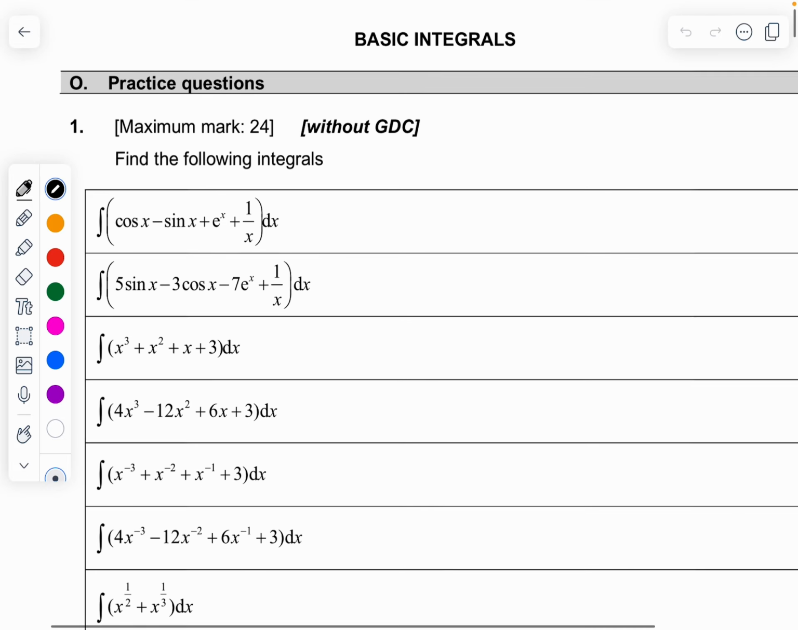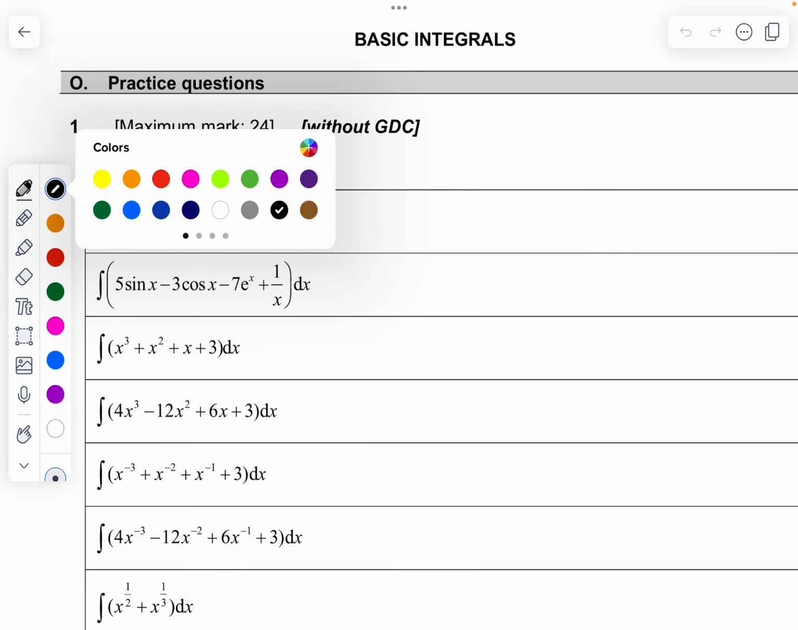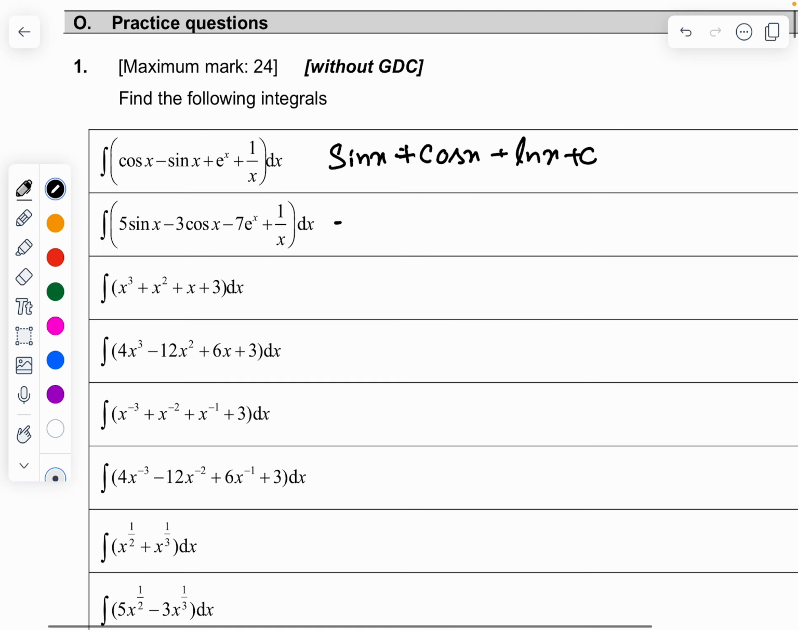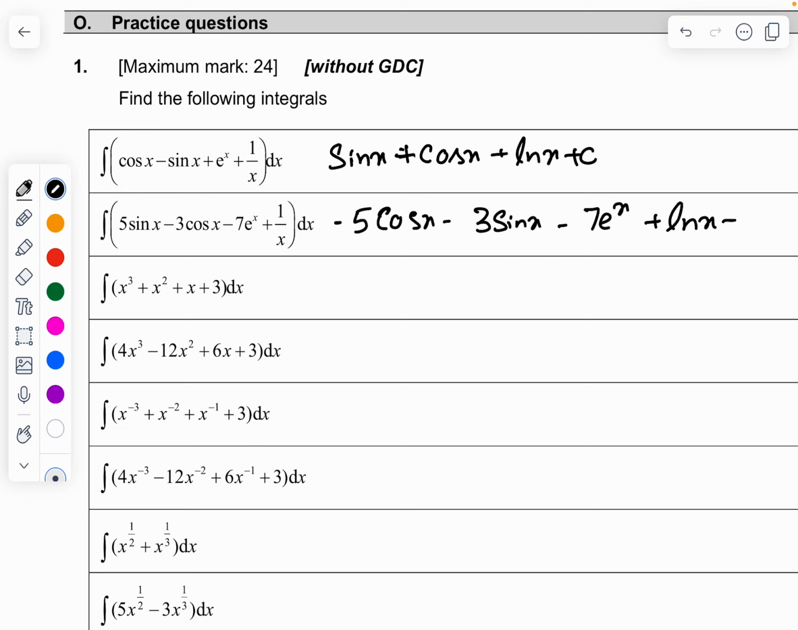These are the standard formulas. I'm going to write out the answers directly over here. Integral of cosine x is nothing but what? Sine x, and minus sine x is plus cos x, and 1 upon x integral is ln x plus c. Then coming to the second question, part B there, 5 sin x will become negative 5 cos x, then negative 3 sin x, and 7 e power x is 7 e power x plus ln x plus c.